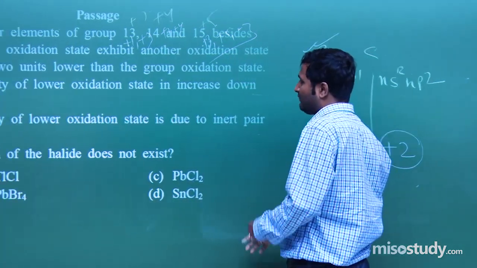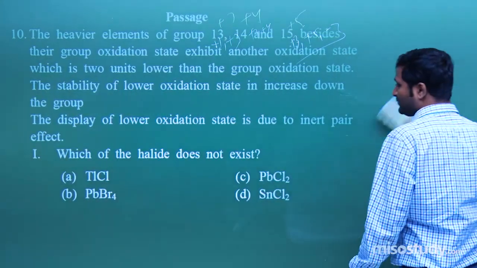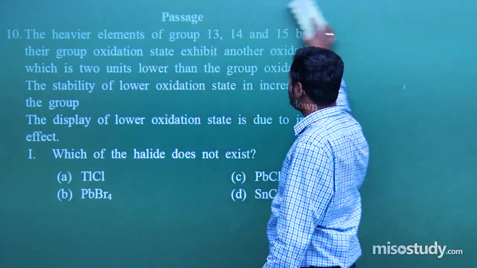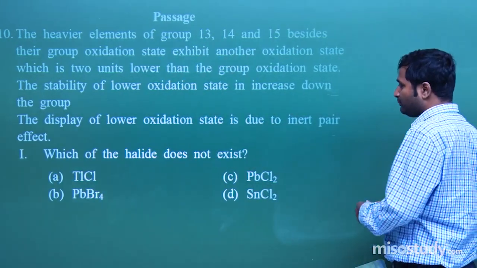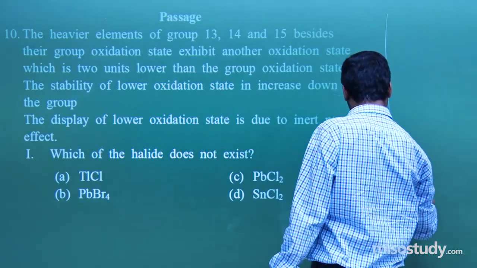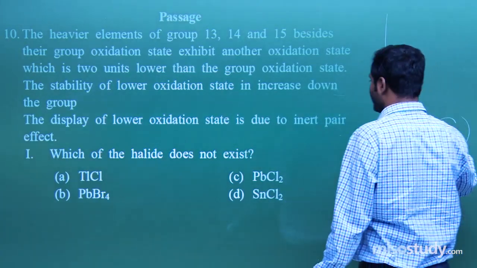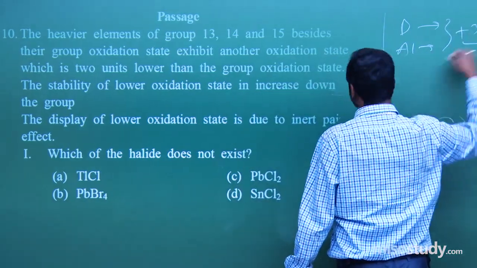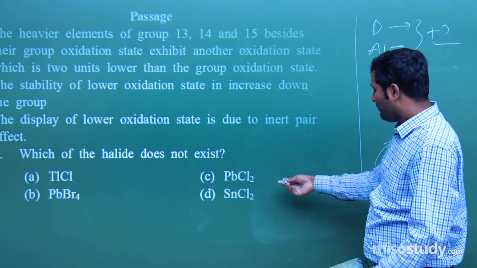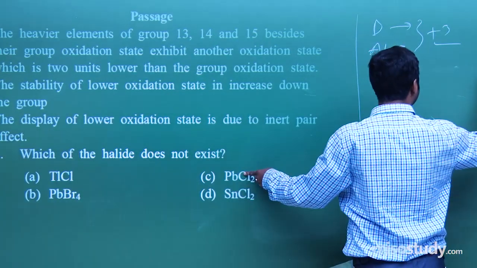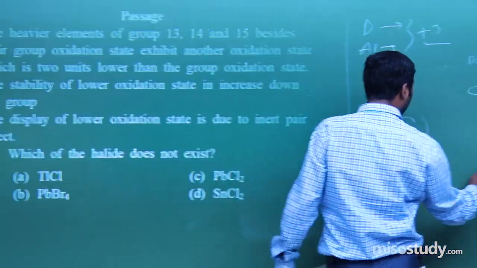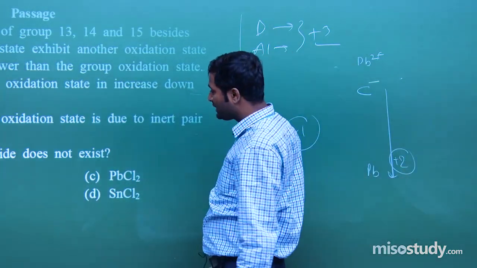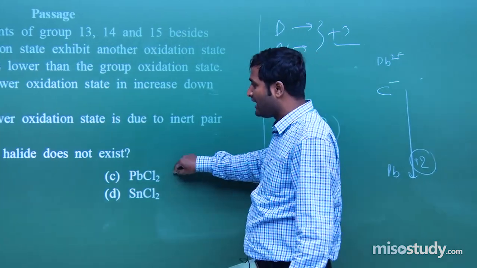Now read the question carefully. What is given here? Which of the halides does not exist? TlCl. Yes, it exists because lower down the group there comes thallium, so it can exhibit +1 oxidation state. But if I talk about boron and aluminium, they show +3 oxidation state. Yes sir, TlCl exists. PbCl2, Pb is in +2 oxidation state. Upper side carbon but lower side Pb, down the group the +2 oxidation state is more stable in case of group 14 elements. So this also exists.